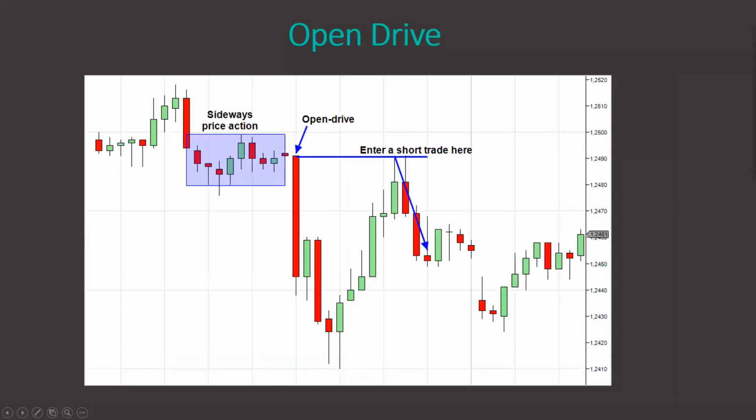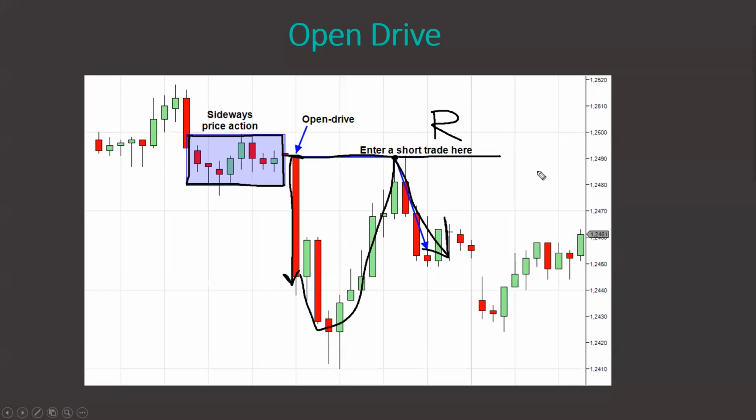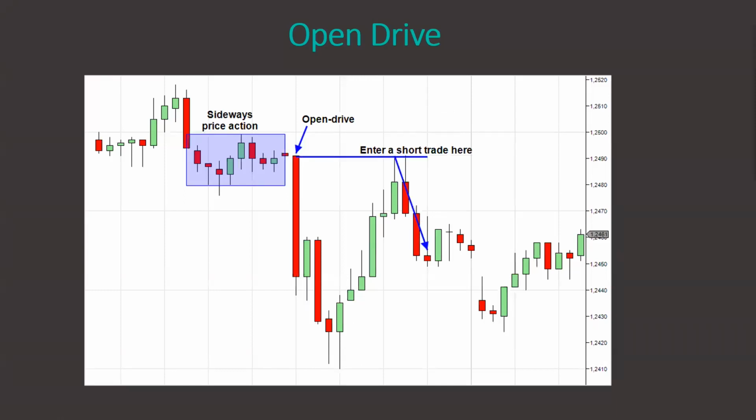All right, next example of the open drive. So there is a rotation, and from that rotation, we have a strong sell-off. This is the open drive, right? The beginning of that huge red candle, starting the trend. So this is the resistance. You wait for a pullback and go short from there. And that's about it. That's the open drive. Nice combo with the first setup I showed you.